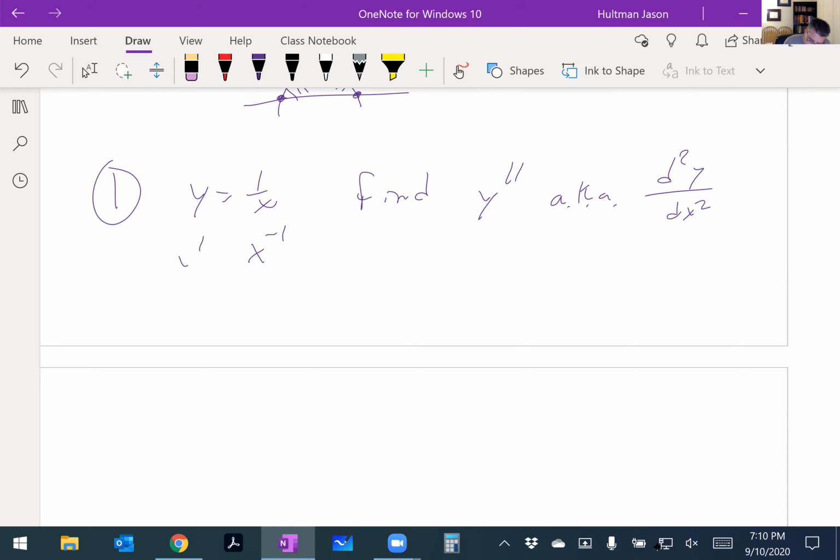Okay, that's what y is. And so what would y prime be? That would be negative 1 x to the negative 2, y prime, which is equal to negative 1 over x squared.